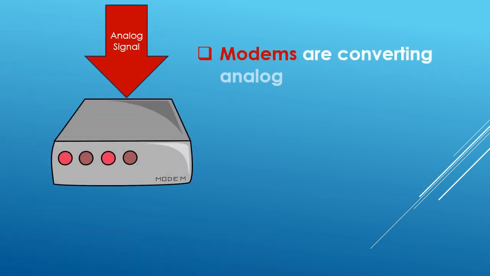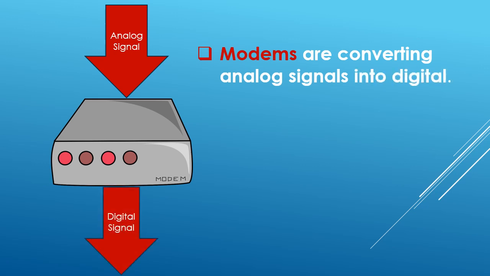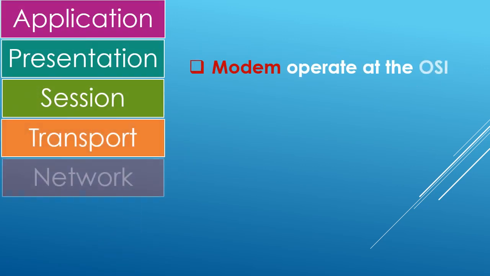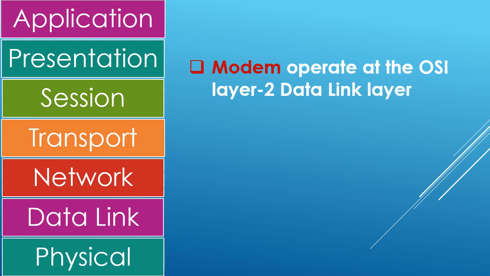Modems convert analog signals into digital. A modem operates at the OSI Layer-2 data link layer.